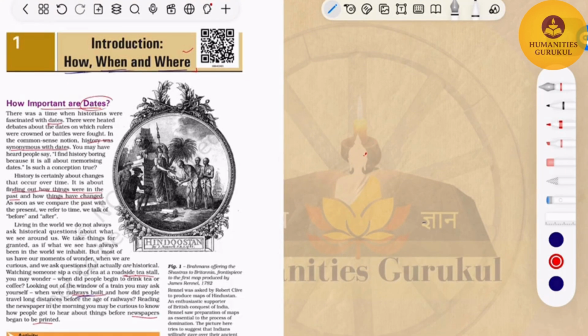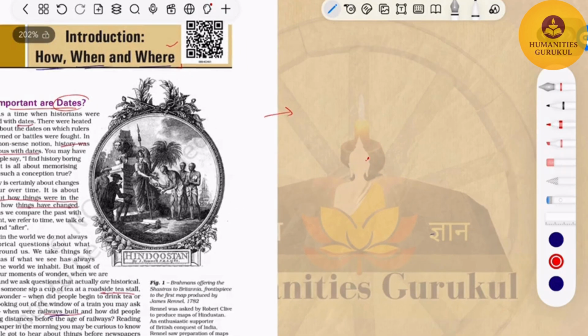Why are dates important? In history, you will notice one thing: it is mostly full of dates and important events, right? And maybe because of this reason many people find it somewhat boring. History is sometimes considered synonymous with dates. So some historians also think that history is all about dates.